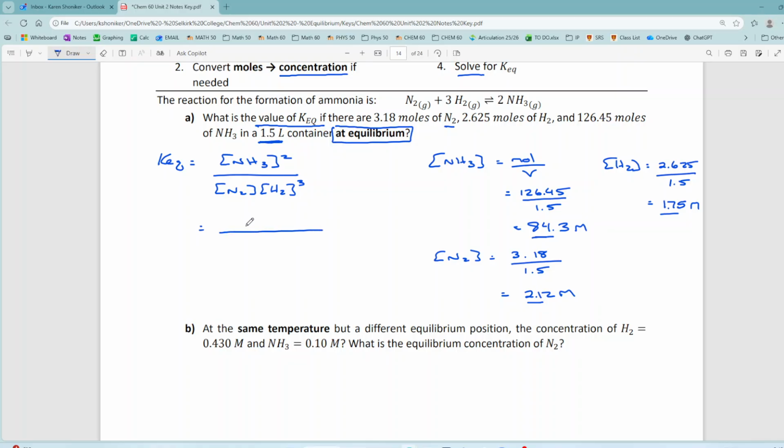Okay, then we're going to put these concentrations into our equilibrium expression. So our concentration of ammonia, yes, I said that right, I kept thinking I was saying ammonium, is 84.3. Our concentration of nitrogen is 2.12, and our concentration of hydrogen is 1.75 cubed. Okay, then we're going to plug this into our calculator. So we've got 84.3 squared. Now you have two choices. You can do divided by 2.12 and divided by 1.75 cubed, or you could divide by bracket 2.12 times 1.75 cubed. You choose.